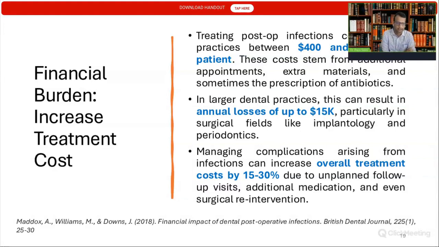There is a recent study by Maddox et al., which discusses how the financial impact of post-op infection affects the finances of a dental office. It's a very good clinical read, and I highly recommend you read that article in detail.